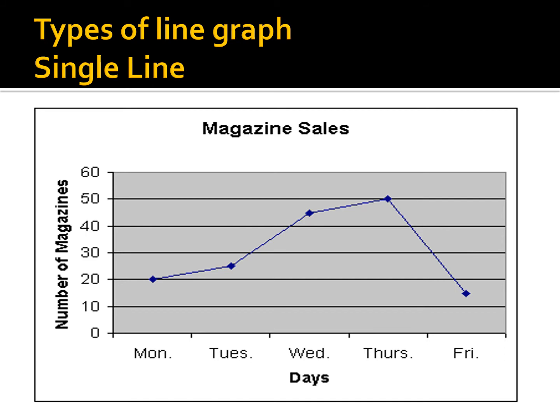Now, the types of line graph. The first type of line graph that you can see can be a single line graph. If you see it here, it's magazine sales. It's talking about days in the x-axis and the number of magazines in the y-axis. Now what am I talking about?